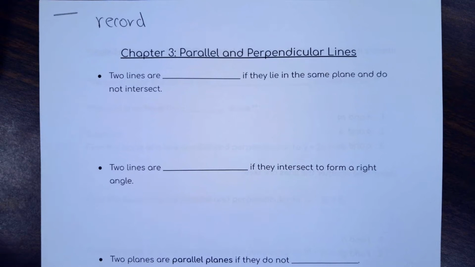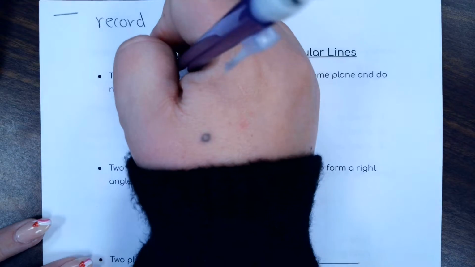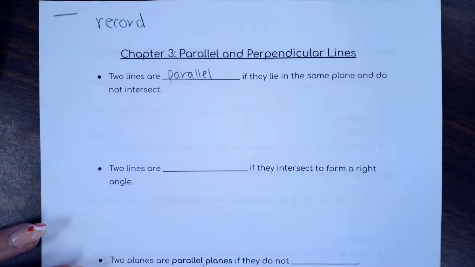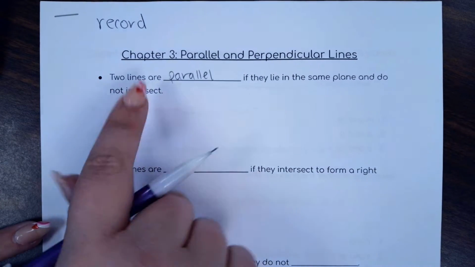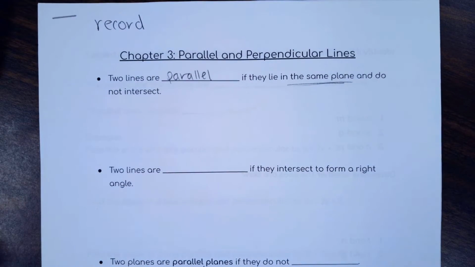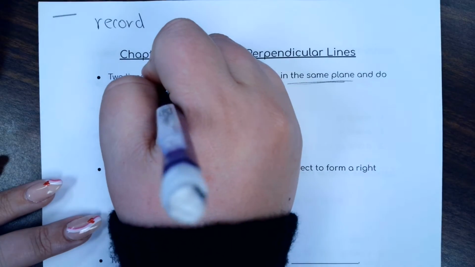So first in our packet we have two lines are parallel if they lie in the same plane and do not intersect. So a lot of us probably knew parallel lines don't intersect, but in the same plane, that's what's new for this class.